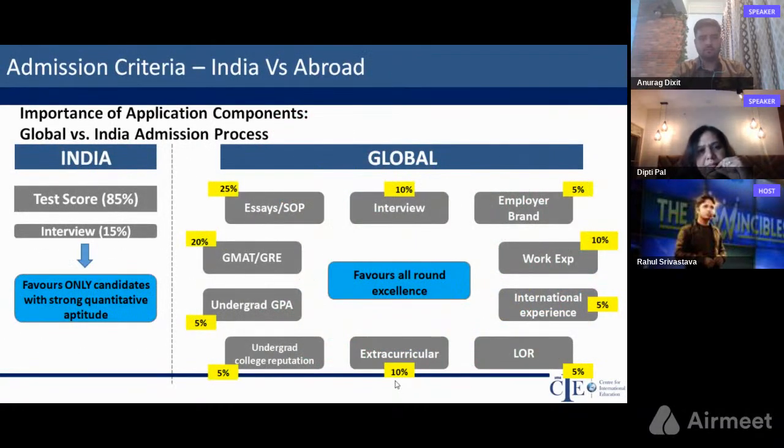So we have mentored so many students, and the one thing we come across whenever we are interacting, I'm sure Anurag will also vouch for this, is that the students are usually very confused and they are not aware of how the Indian admission process is different from the global admission process. So this is very important to understand.